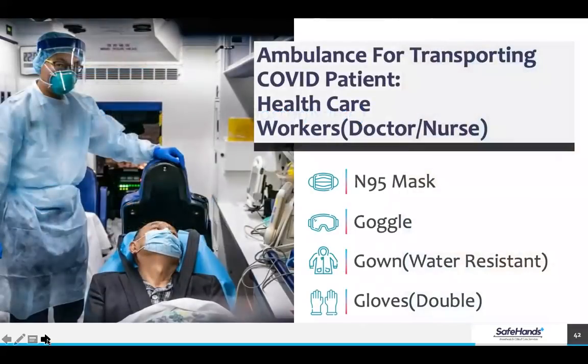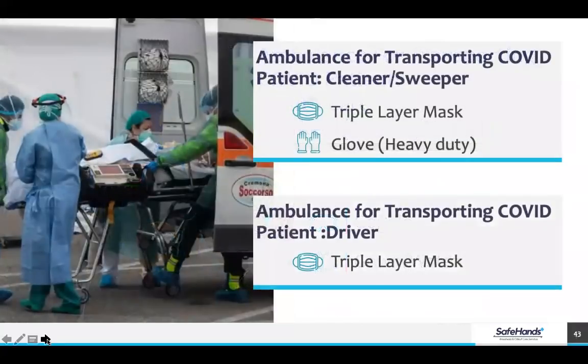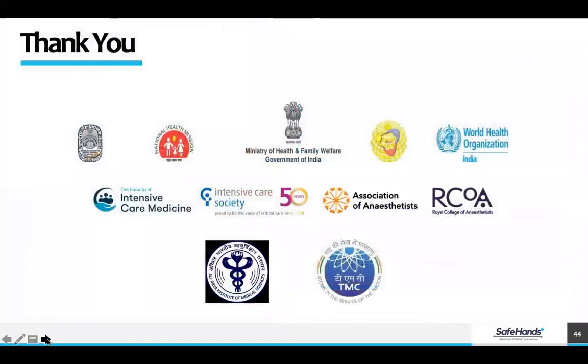Ambulance for transporting COVID-19 patients: healthcare workers require N95 mask, goggles, gown, gloves. Cleaners and sweepers should wear triple layer mask and gloves; heavy duty gloves should be there. Drivers should wear triple layer mask. Thank you.